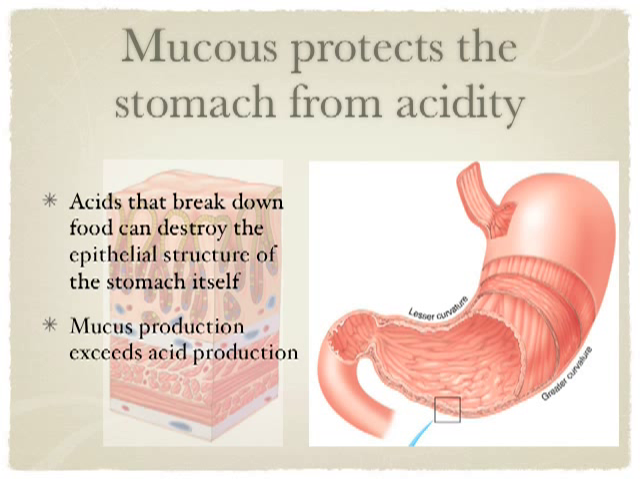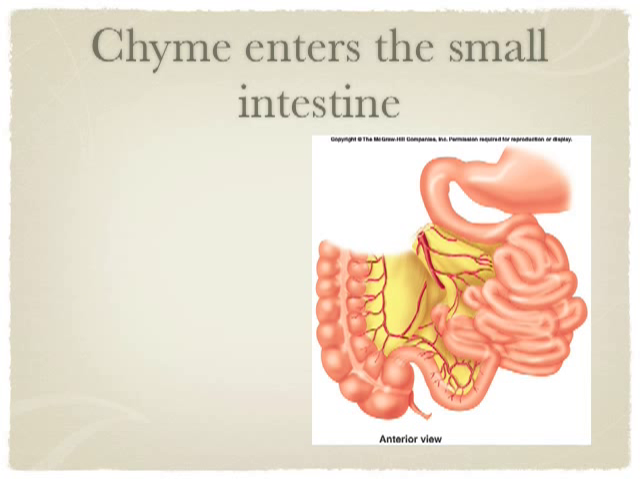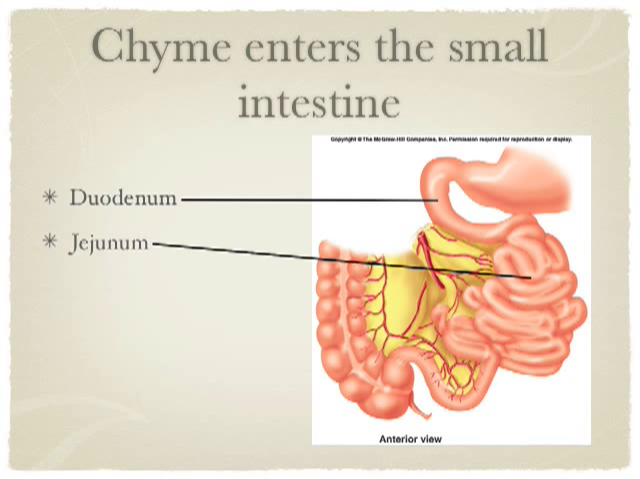Now, the food, after it's been thoroughly liquefied and after it is squirted through that pyloric sphincter valve, now enters the small intestine. And we call this liquefied food chyme. And it squirts into the small intestine. And hopefully you'll remember these terms here. The duodenum is that first part of the small intestine. That leads to the jejunum. The jejunum then leads to the ileum. Those are the three parts of the small intestine.